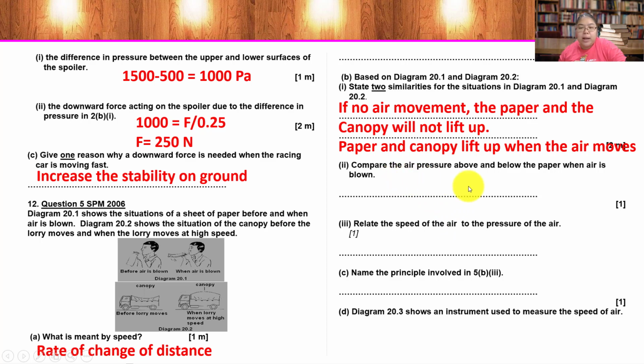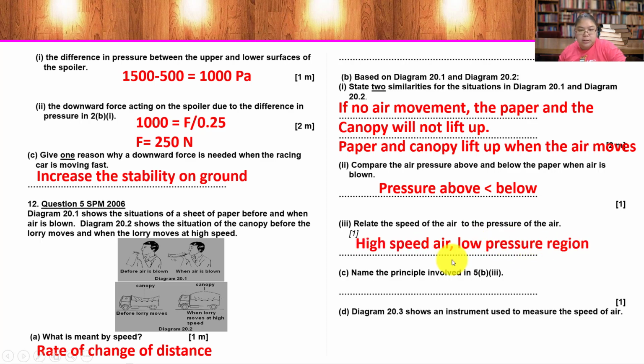Now you need to compare the air pressure above and below the paper when the air is blown. Above, sure, becomes low pressure because of the high speed you blow. Below becomes higher pressure. So from here I know the pressure above is less than below. Relate the speed of the air and pressure. So from here, as speed increases, pressure decreases. That is the Bernoulli principle: high speed air, low pressure region. So the principle is the Bernoulli principle.